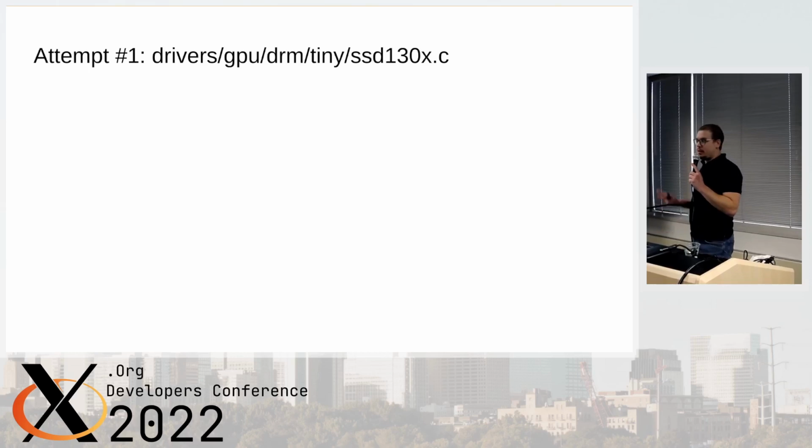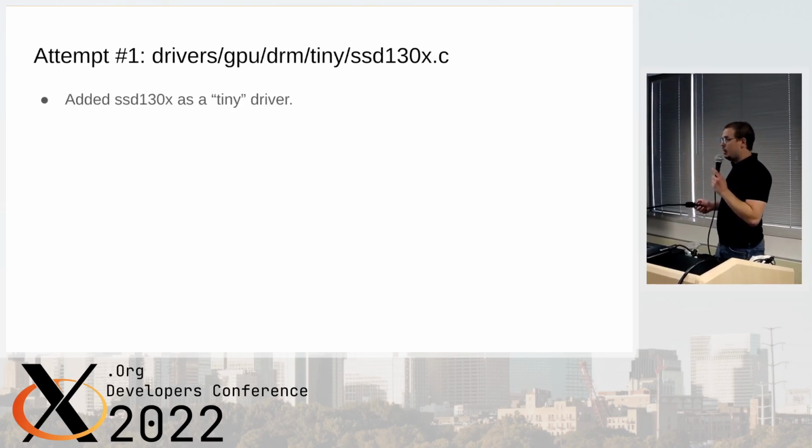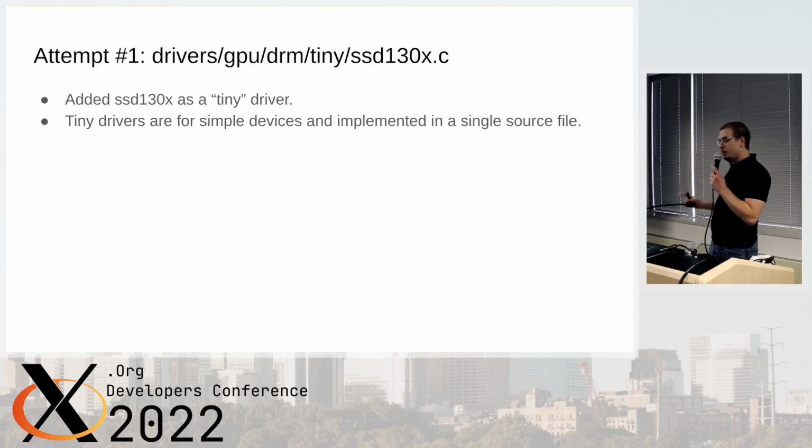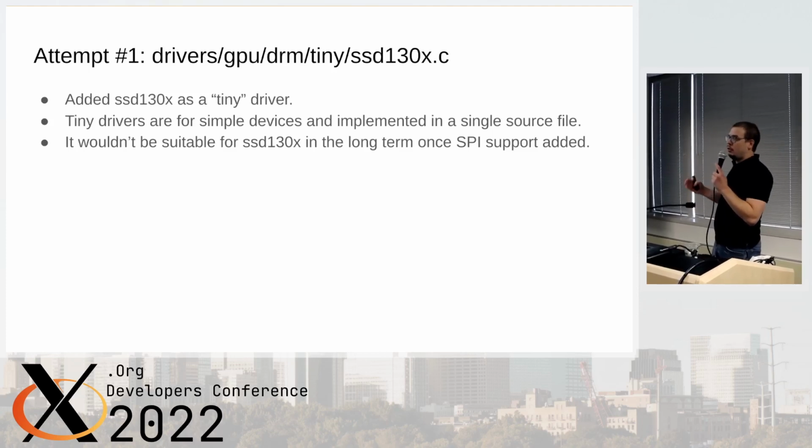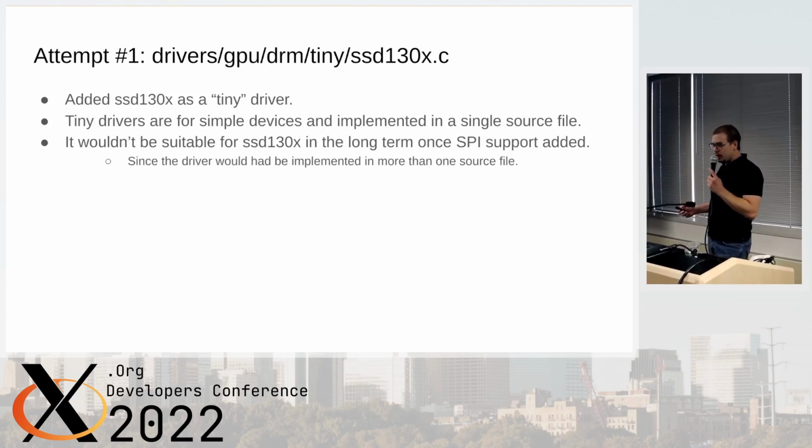So I had different attempts at how to structure the driver. The first one was to implement it as a tiny driver, because I was using the drivers in the tiny directory as a reference. This is for drivers for very simple devices, but it's expected that the drivers there are implemented as a single source file. That would be suitable for the I2C driver I was working on, but then I thought that once I add SPI support, because I was able to get an SPI device later, it wouldn't be a good fit, because I would need more than one source file to implement the SPI. Having both I2C and SPI in the same file would not be well organized.